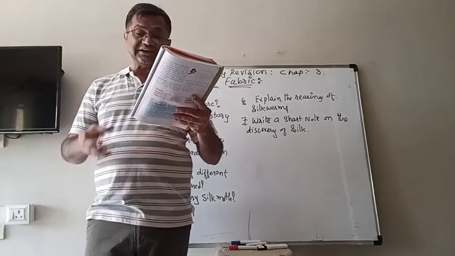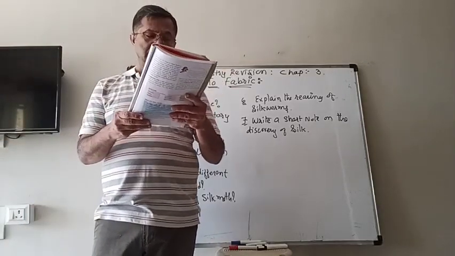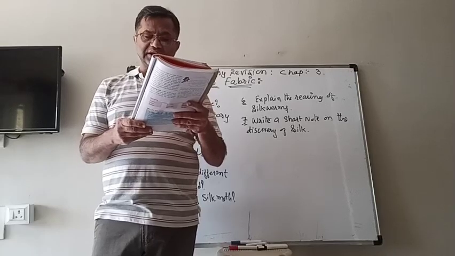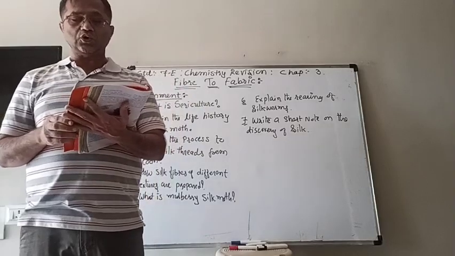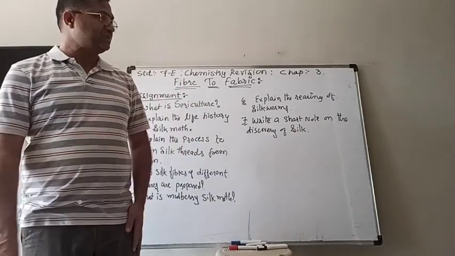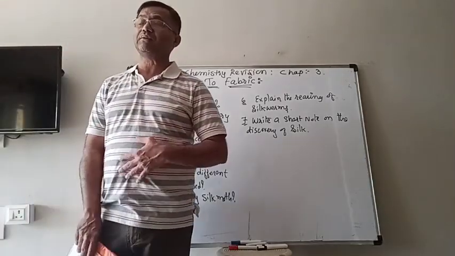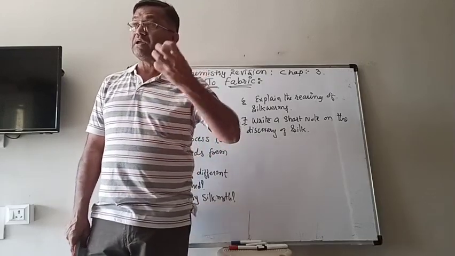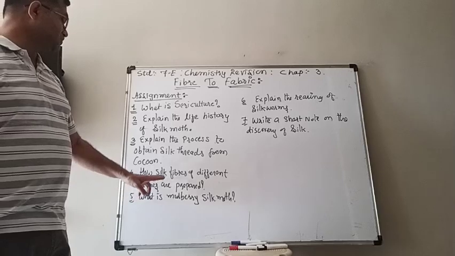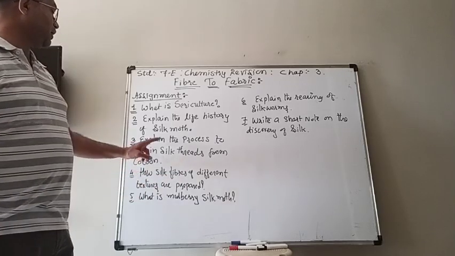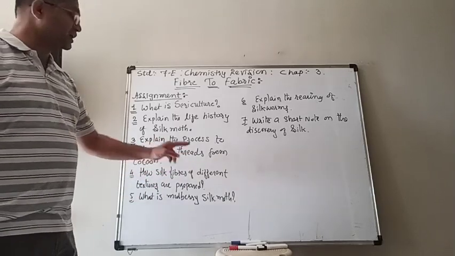Later on, traders and travelers introduced silk to other countries, and therefore the route is known as the Silk Route also. Now after the cocoons are there, how will they make silk from it? There is a question here: explain the process of obtaining silk threads from cocoon.